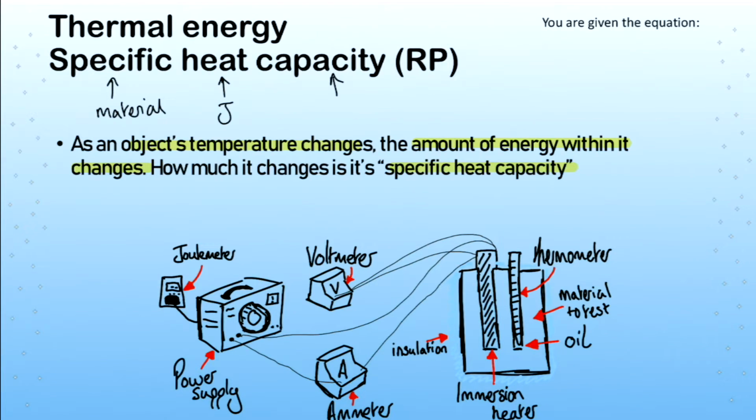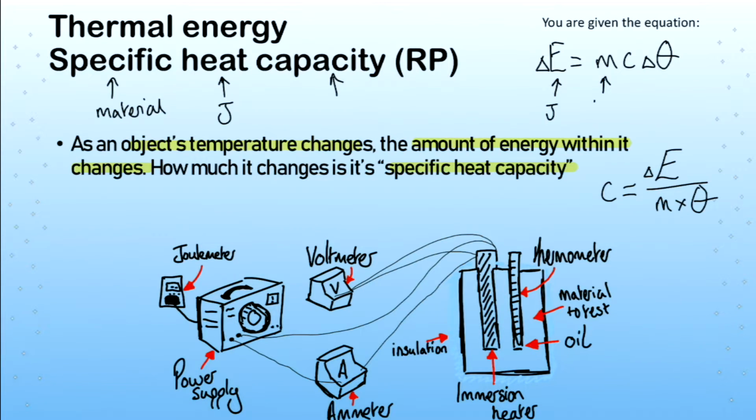So you can define that as an equation as C, which is specific heat capacity, is equal to E over m, the mass of the object, times by this symbol here, which is theta, which means change in temperature, and it's technically change in energy there. But you're given this equation, and you're given it as delta E equals mc delta temperature. So change in energy is joules, mass is in kilograms, C is in units of joules per kilogram degrees C, and temperature is in degrees C.